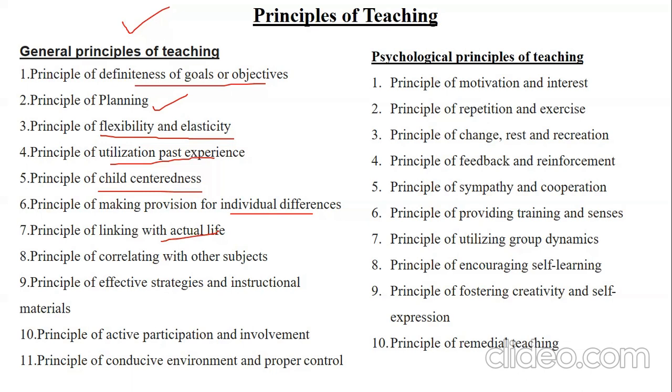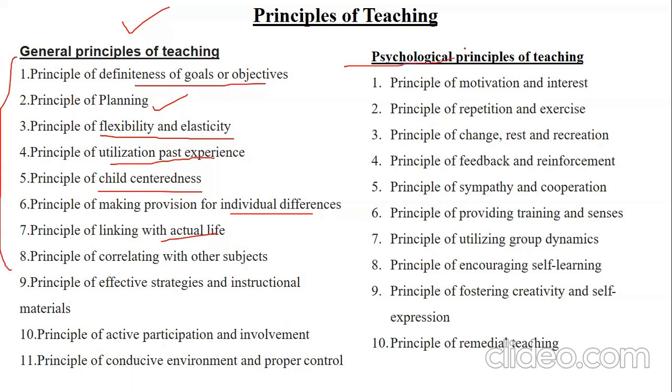Effective strategies and instructional material, so that it becomes easier for the students to understand the concepts even later. Active participation and involvement of the teacher as well as students. Yes, a conducive environment is required. When we talk about a conducive environment, a supportive environment and control are also a must in order to have what? In order to have the best principles of teaching. So we studied these general principles.